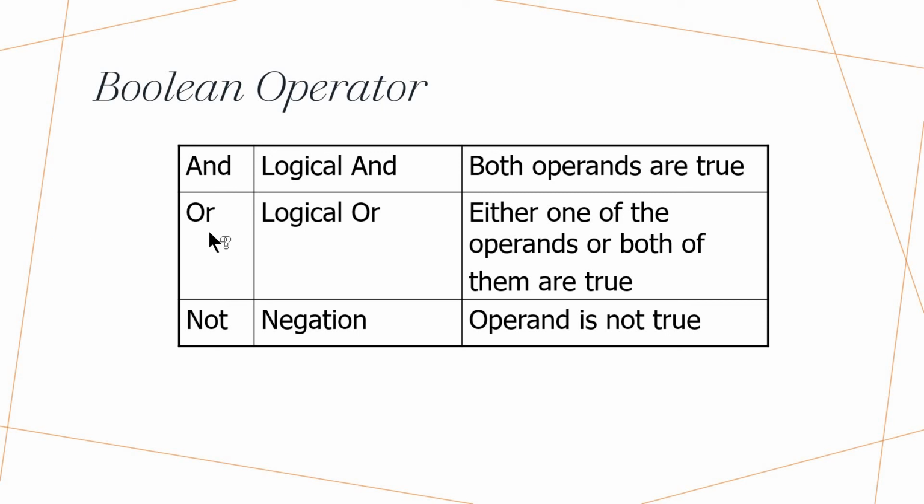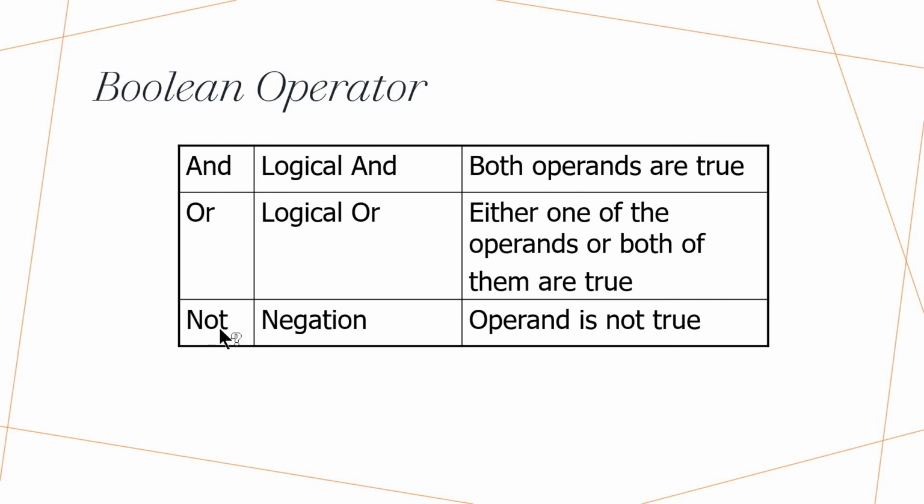Coming to the second one, that is OR, that is logical OR. In case of logical OR, this will return true if expression 1 or expression 2 is true. That is either one of the operands, or either one of the conditions, or either one of the expressions, or both of them have to be true.